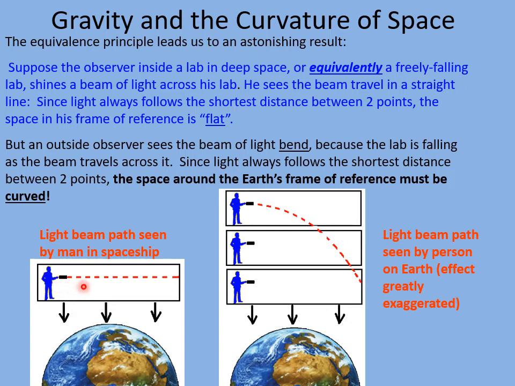If you were to shine a laser beam across your lab, the light beam would of course go in a straight line, as light always follows the shortest path between 2 points. Now remember that by the equivalence principle, we can also take this same lab and let it fall towards the Earth. And if you're inside there, you can't tell the difference, okay? So as you're falling, this laser beam inside the lab here would go straight across.